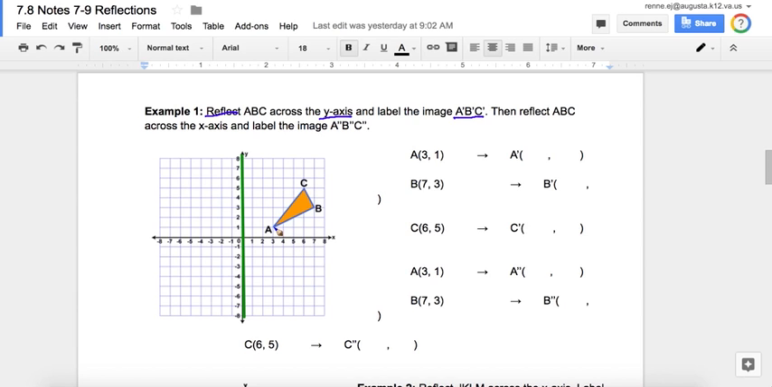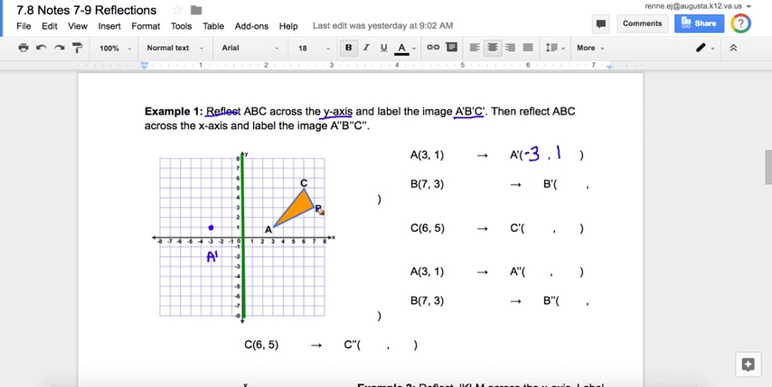So I'm going to start at point A, and I notice that point A is 3 from this line. 1, 2, 3. So I'm going to go 3 in the other direction. 1, 2, 3. I'm going to make a dot, and I'm going to call this A prime. And I'm going to write the coordinates down, -3, 1. So come over here and write -3, 1.